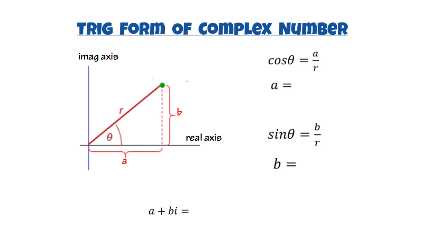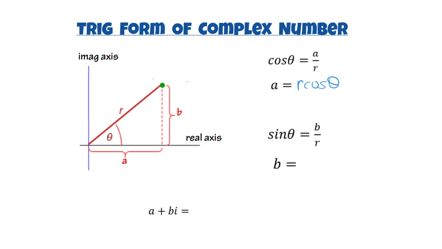Now, if you look at it, thinking about what we know about right triangle trigonometry, ideally you could agree with me that the cosine of theta, so here's theta, cosine would be adjacent over hypotenuse, a over r. And I could rearrange that, multiply both sides by r, and a would be equal to r cosine theta.